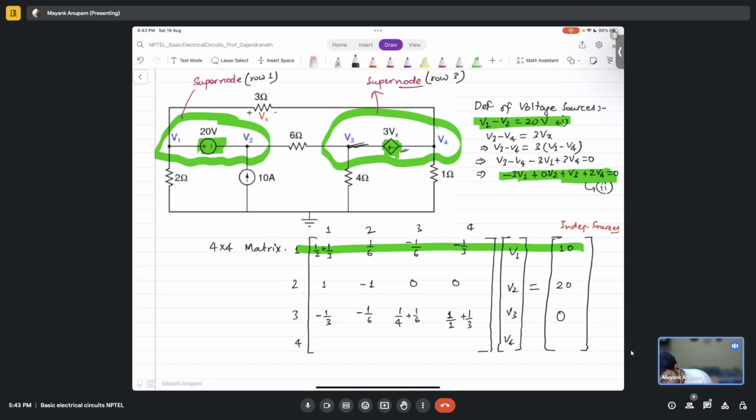Fine. In the fourth and last row, I write the definition for the voltage-controlled voltage source: V3 minus V4 equals 3Vx, so minus 3 times V1, 0 times V2, 1 times V3, and 2 times V4, which is equal to 0, right? Okay, so this is the final matrix.